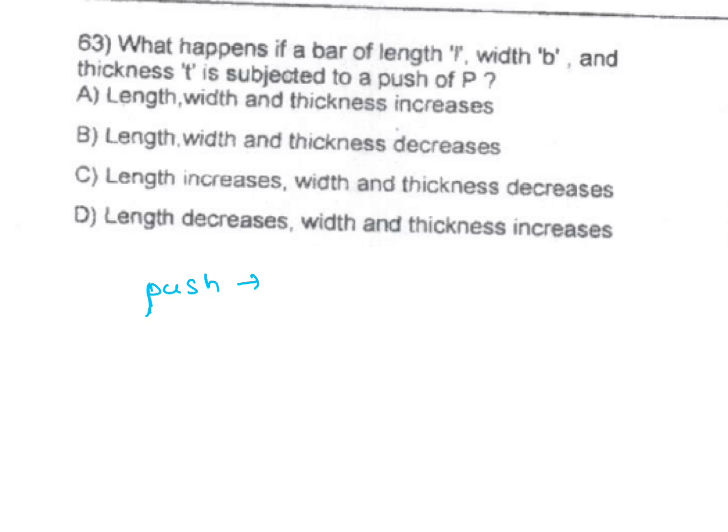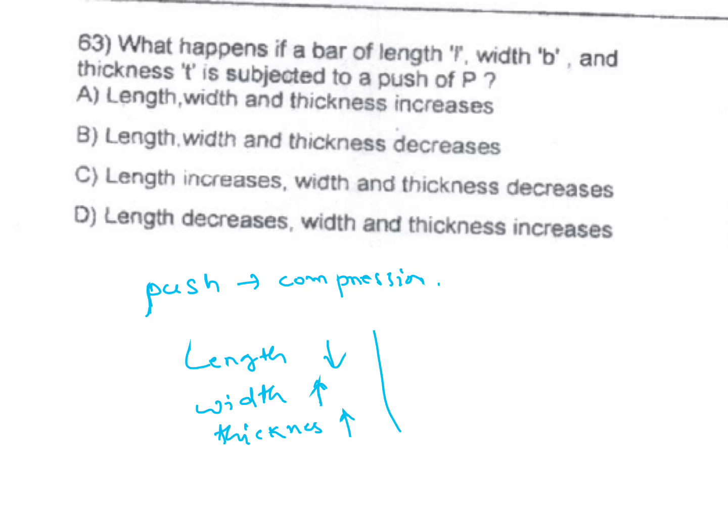Compression means length will decrease, width will increase and thickness will increase. Volume will remain same. Volume initial equals volume final. So from options, length decreases, width and thickness increase. D is the answer.